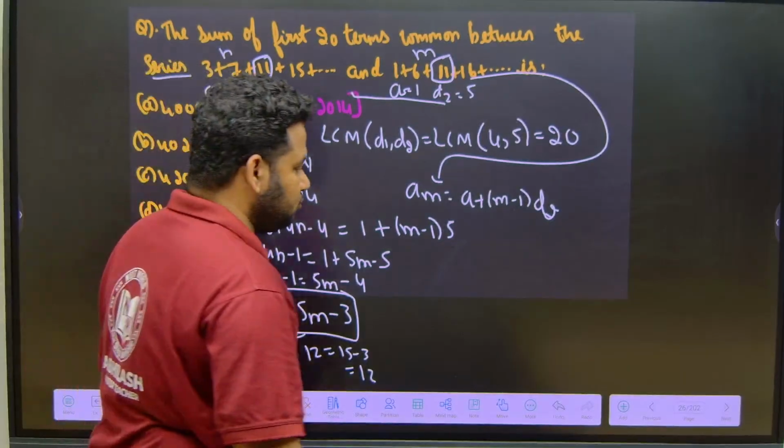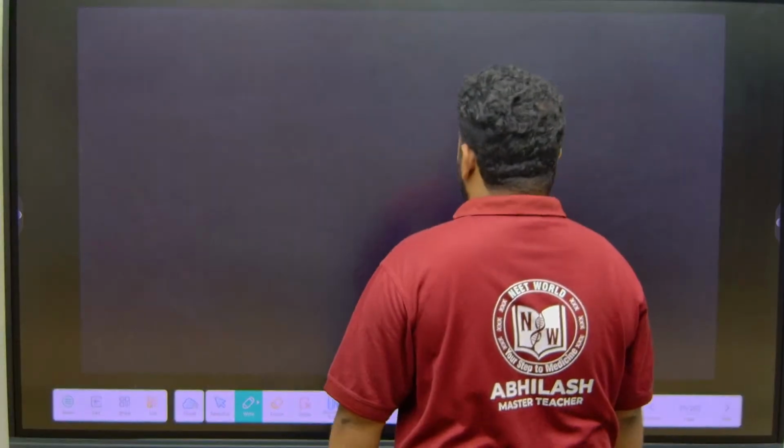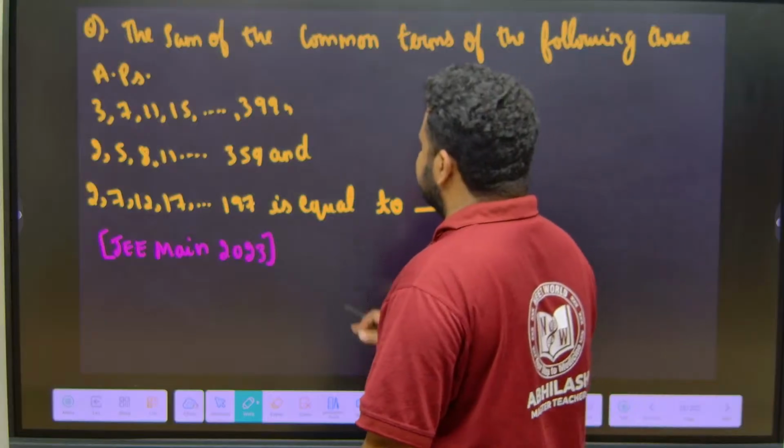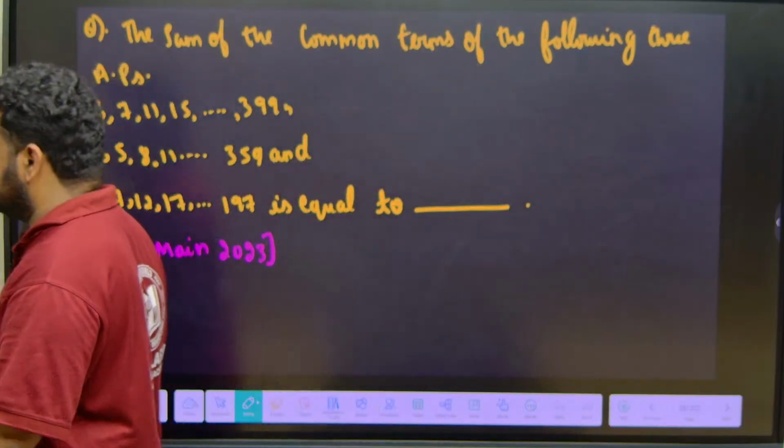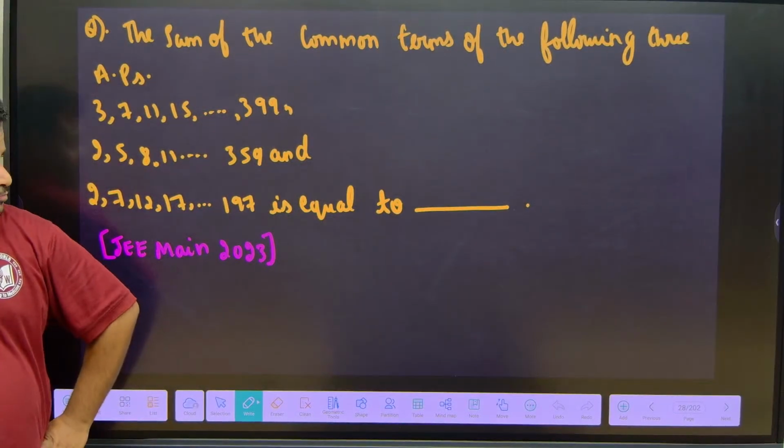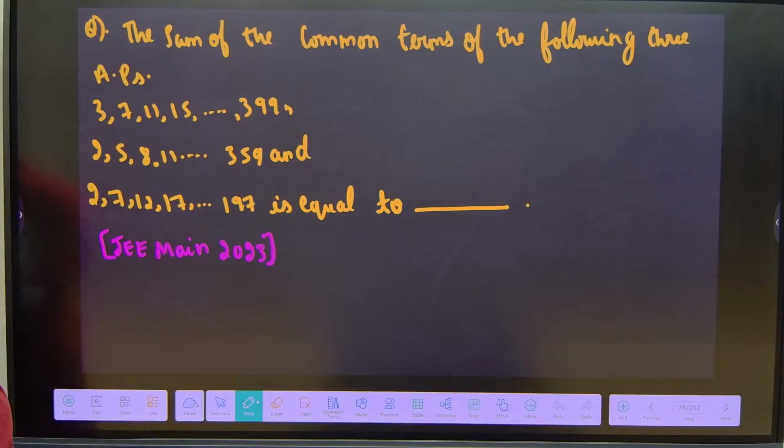Clear? Now let us have a look at a similar question where there are 3 APs. Have a look at this question. There are 3 APs here. Just a minute.